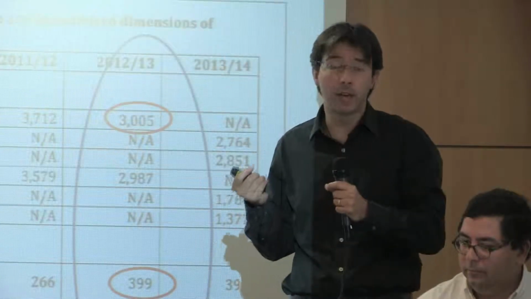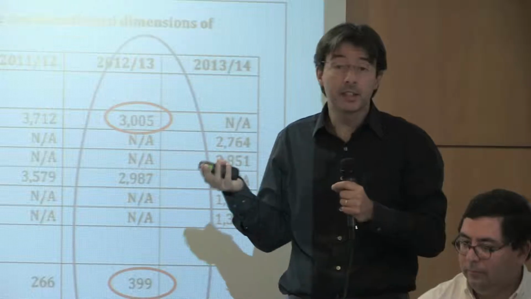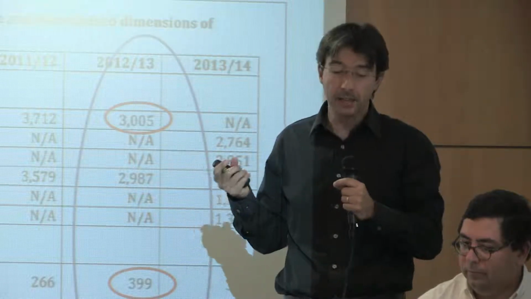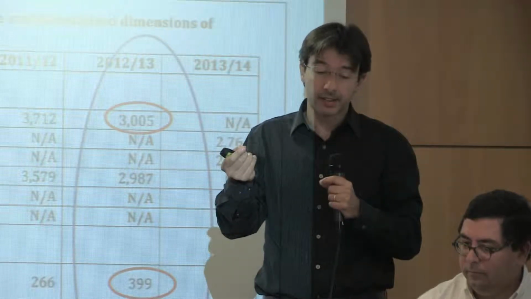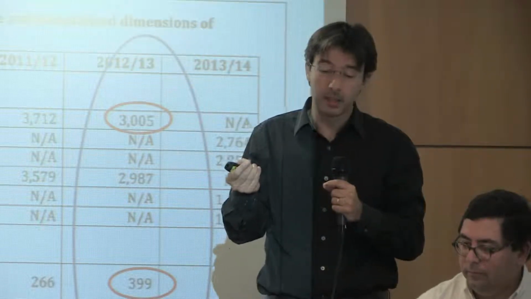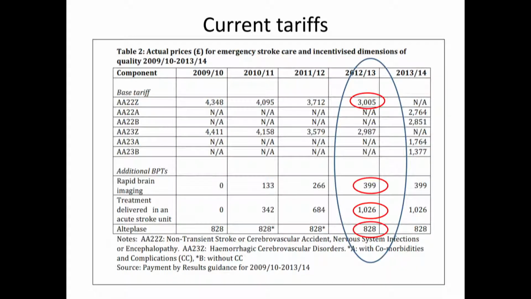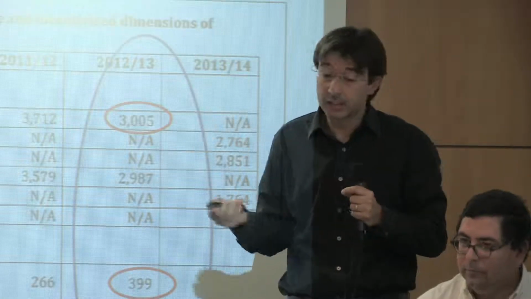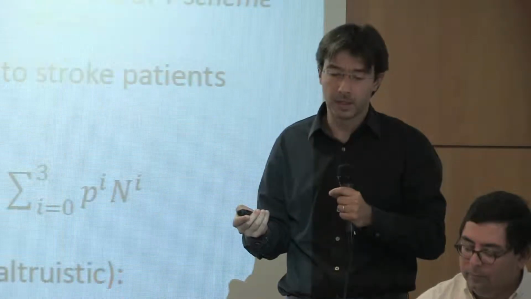So what do the tariffs look like at the moment? The basic tariff for a stroke patient is around £3,000. Then for every patient that gets rapid brain imaging, the hospital gets £400. If the patient is admitted to a stroke unit, that's another £1,000. And if the patient gets alteplase, then it's another £800. So these are the three. This is what the Department of Health is doing at the moment.